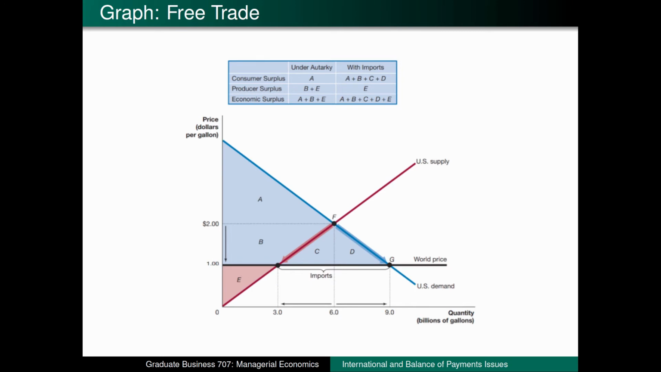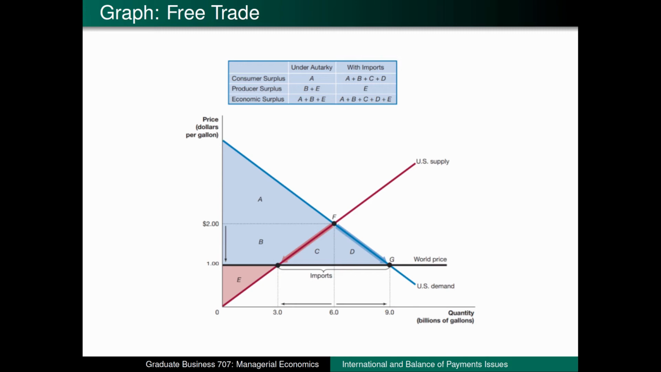I bet you never thought you'd hear the word trapezoid since your high school days, huh? Notice that with a larger area associated with consumer surplus under free trade compared to autarky, we would say that consumer surplus increases due to free trade. In other words, consumers benefit from free trade since prices are lower and consumers like paying as little as possible for the same product.